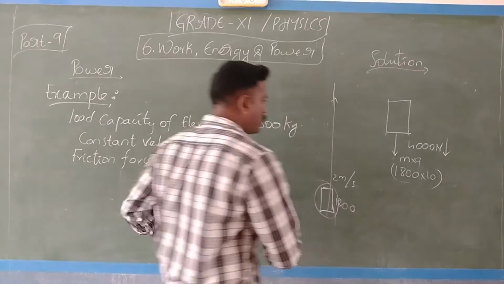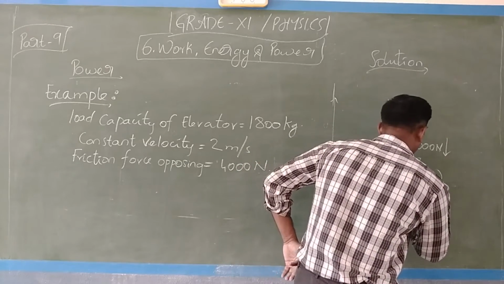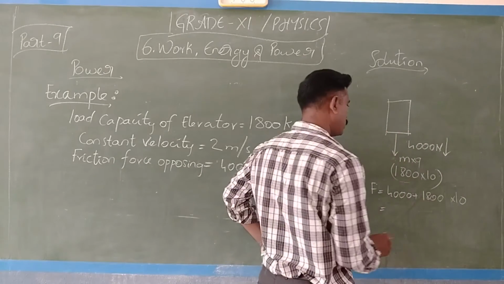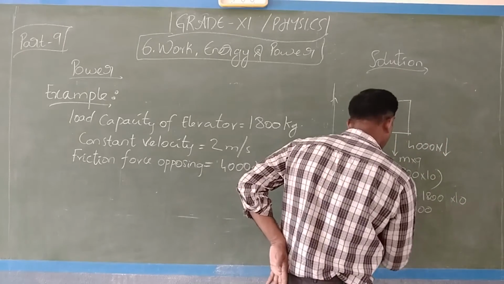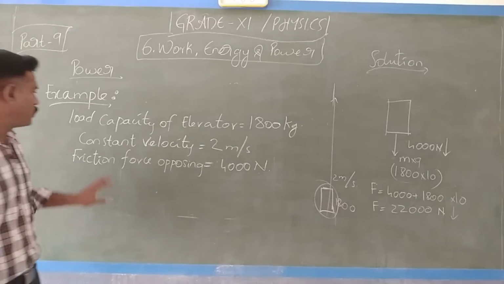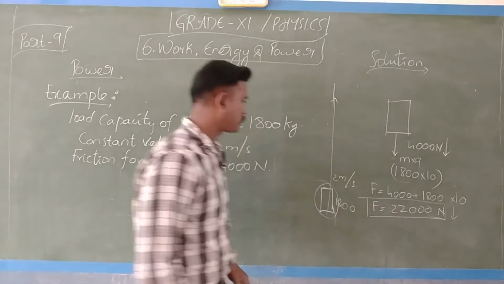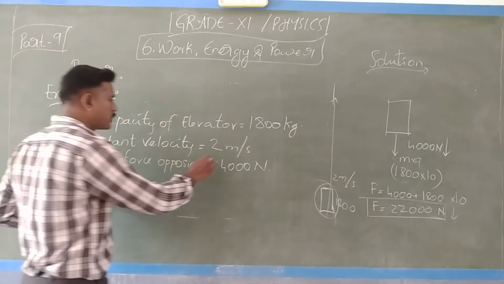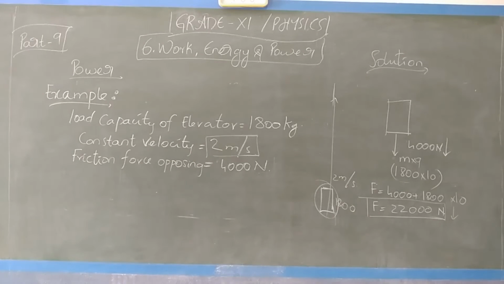Now the total downward force is F equal to 4000 plus 1800 into 10, which gives 22,000 Newton. This is the total downward force on the elevator. The velocity of the elevator is also given, so we know the velocity.